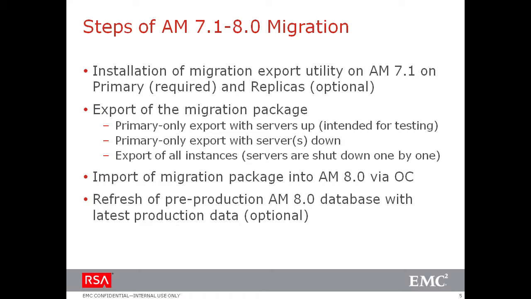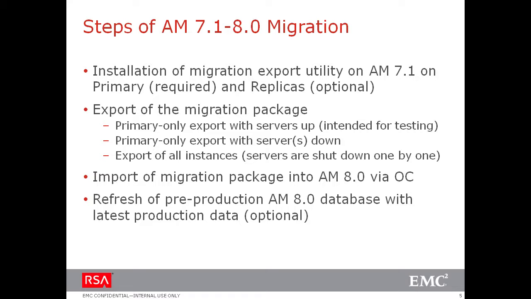The first step is really to install the migration export utility on Auth Manager 7.1, at least on the primary, and then optionally on the replicas. At that point, you'll be doing an export of the migration package, and there are a couple of options there. The first one is to do a primary only export with the servers up and running. Typically, when you're testing the system on the 8.0 side, you can do an export from 7.1, drop it into an 8.0 system, and test it for a while before going into production.